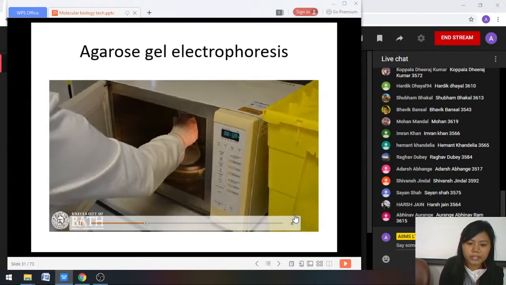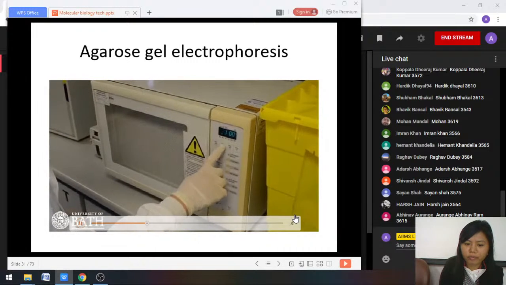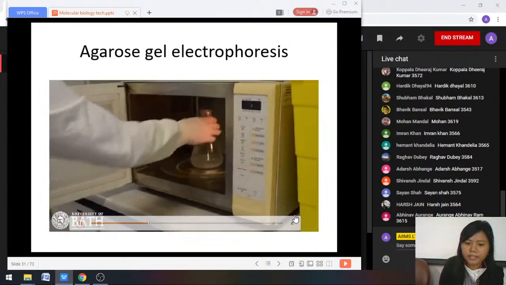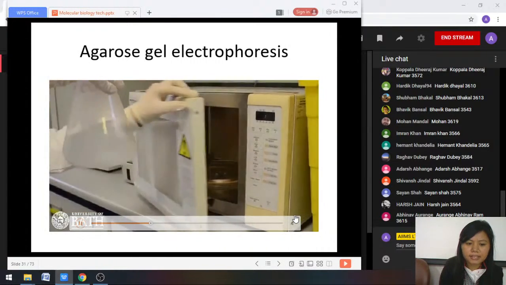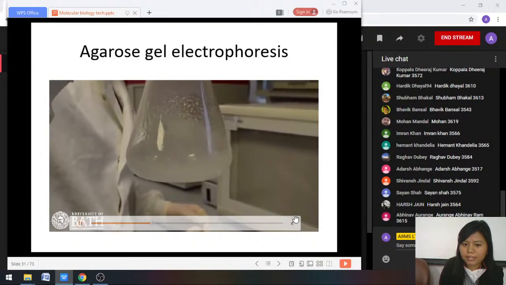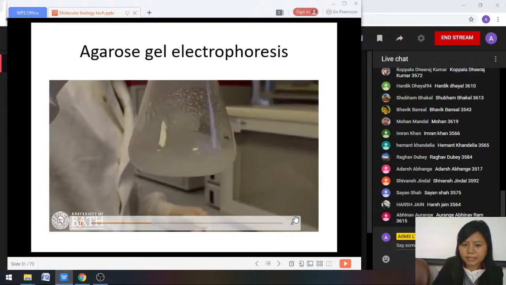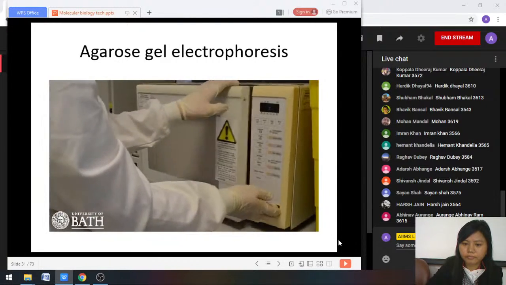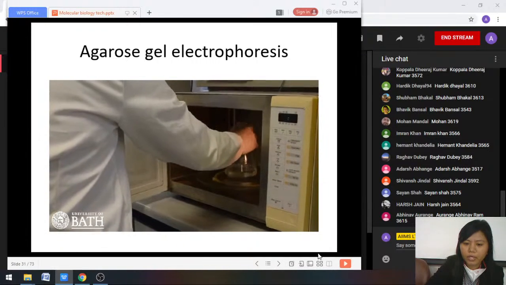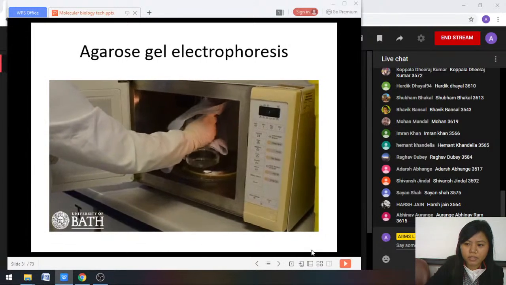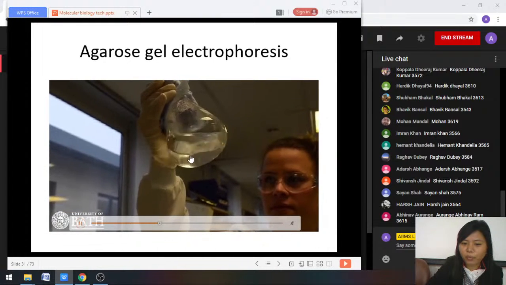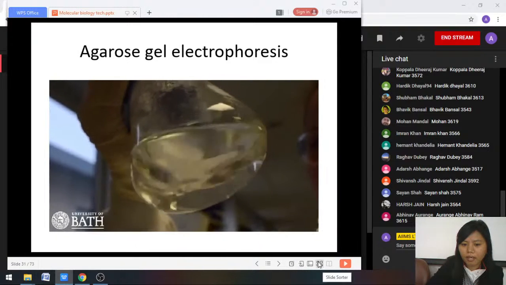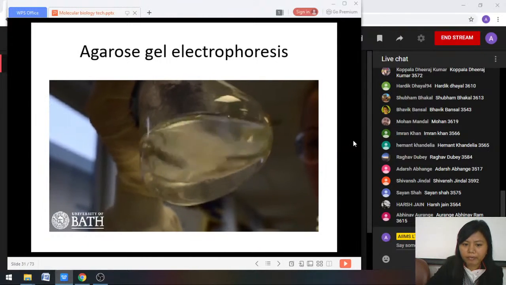So we can see that she has put this into a microwave oven, and this is just to heat it. Just for a couple of minutes it's heated, and here we can see it's still a bit turbid, so it has not melted properly. We can see some particles here, so this step is now being repeated. Now you can see it's quite hot. Now we can see a clear liquid here. So the agarose has completely melted, and your formulation for preparing the gel is ready.